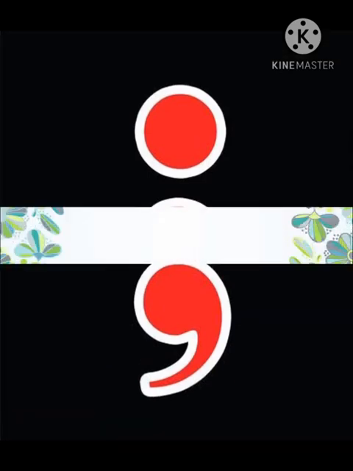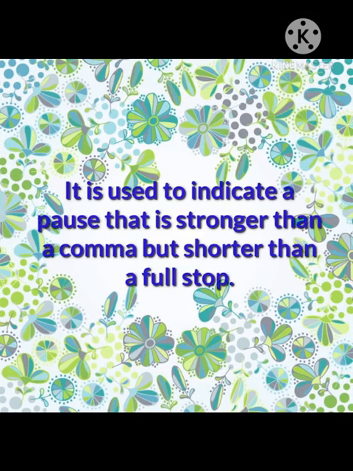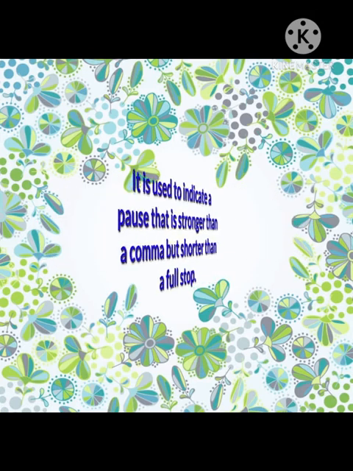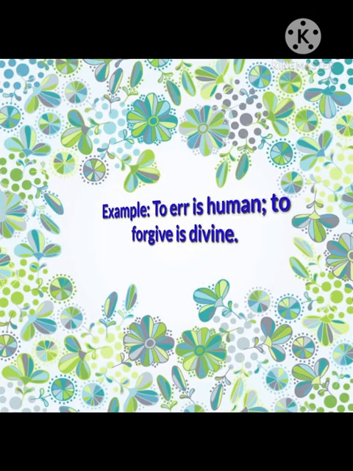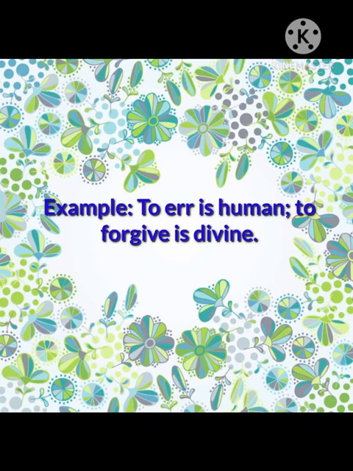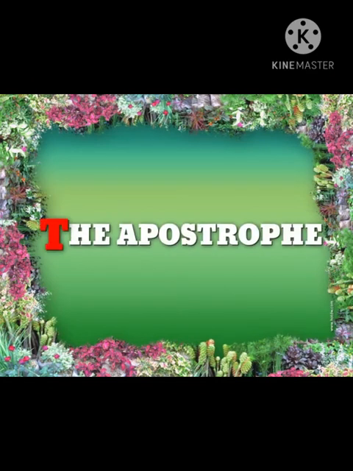The next is the semicolon. What is the semicolon? The semicolon is a punctuation mark that indicates a pause that is stronger than a comma but shorter than the full stop. Remember, the full stop has a longer pause than a comma. So example, to err is human; to forgive is divine. This punctuation mark usually could be replaced by coordinating conjunctions such as and, yet, or but in a sentence.